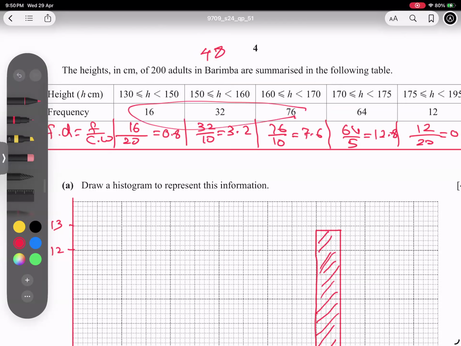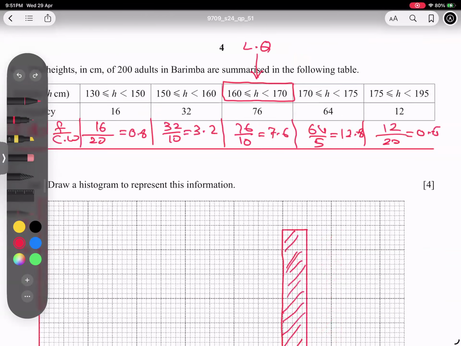It means the lower quartile lies in this interval. Very clear, because if I add them, I'm not getting 50. So I have to add a third one. So this is the lower quartile range. And let's talk about the second one.